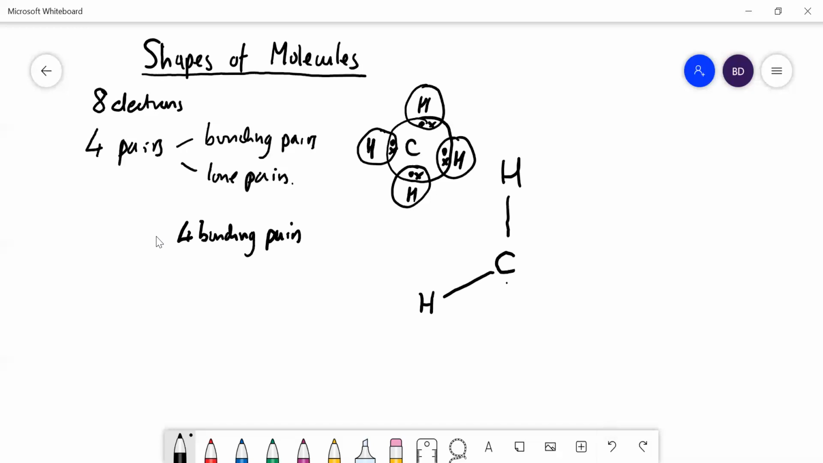We have got one hydrogen coming out towards us, and the conventional way of doing that is to draw a wedge. And you've got another hydrogen going back into the plane of the screen, and the conventional way of drawing that is a dotted line. Okay, so we've got 4 bonding pairs. Now, each of those hydrogens is at the corner of a regular tetrahedron.